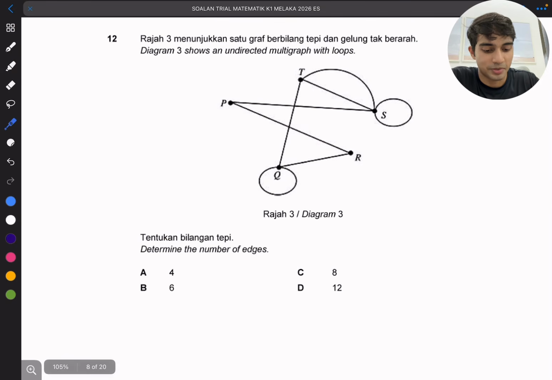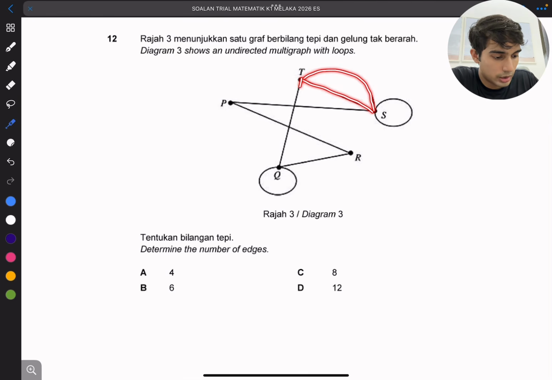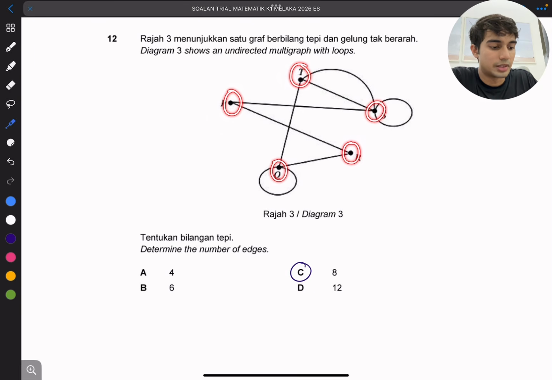Okay, number 12. Determine the number of edges. Okay, so let's count. So we have 1, 2, 3, 4, 5, 6, 7, 8. 8. Edges are the lines that connect the vertices. So these are vertices. We have 5 vertices. Edges, you can just count the lines lah. How many lines? That's it.